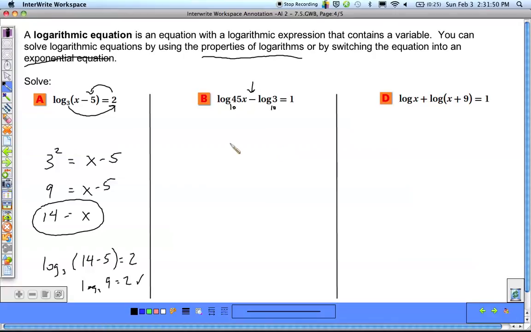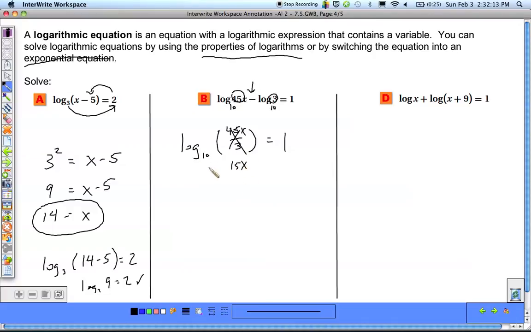We use division. So this is going to become a single logarithm, now base 10, where we take those two numbers and divide them. So 45x divided by 3, first number, second number, and that's going to equal 1. 45x divided by 3 is really just 15x.